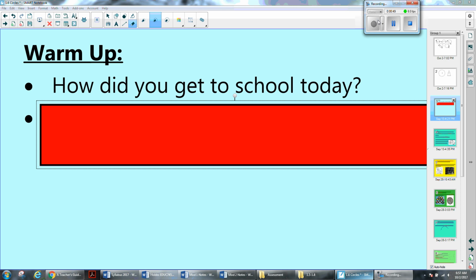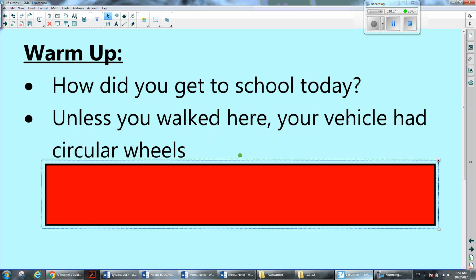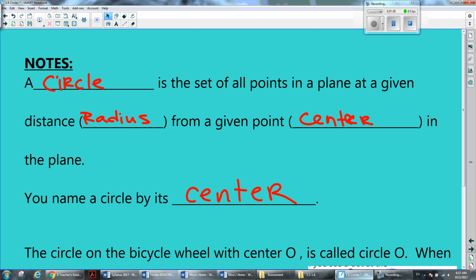Okay, so for this warm-up, how'd you get to school today? You probably said a bus or a car or a bike. And unless you walked here, your vehicle had circular wheels. So wheels and circles are all around us. We're diving more into circles today.